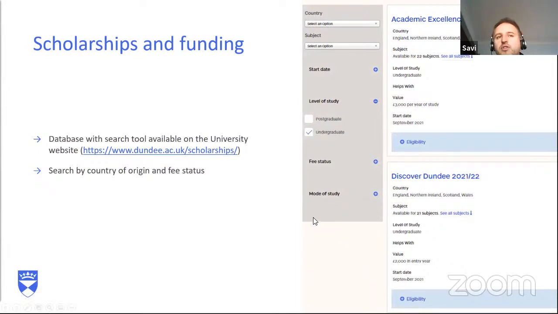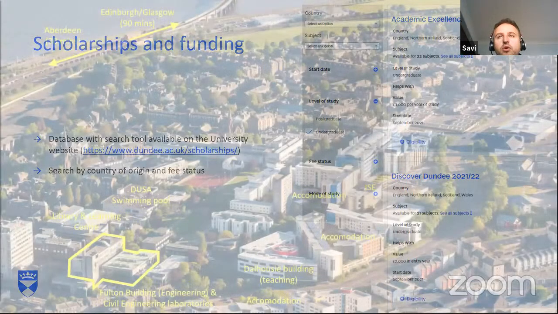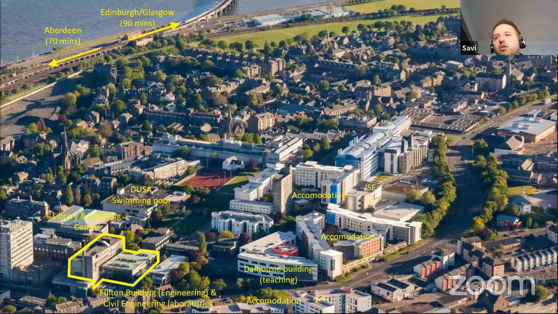I suggest you do that. You can also check the level of fees when you do, because it's important for you to understand what the cost of your studies would be.